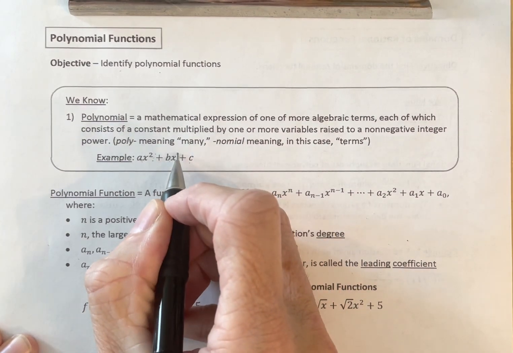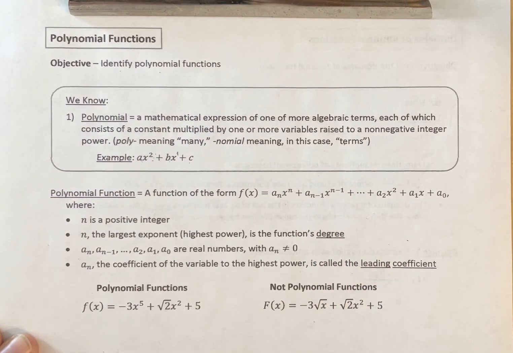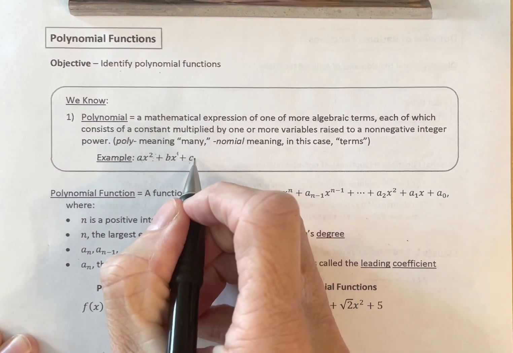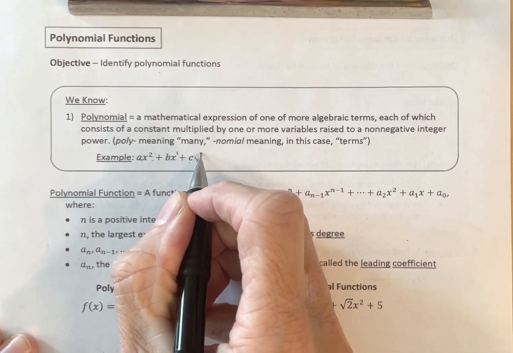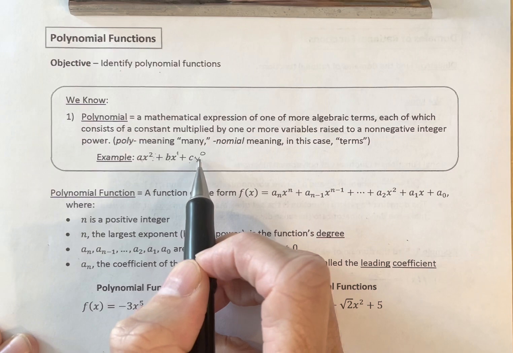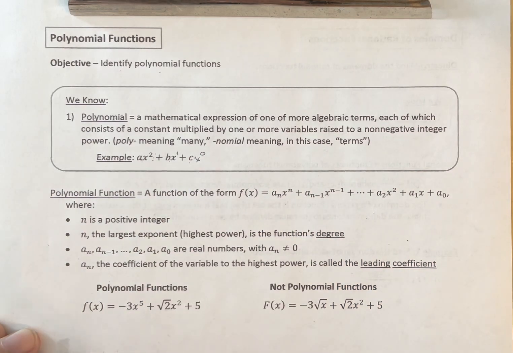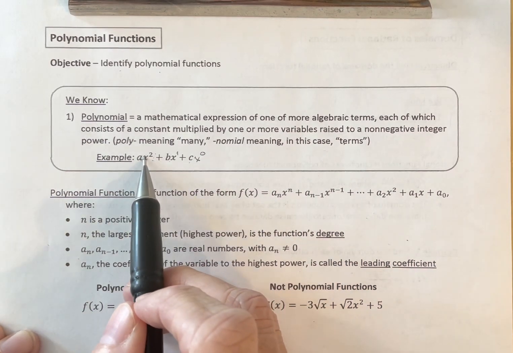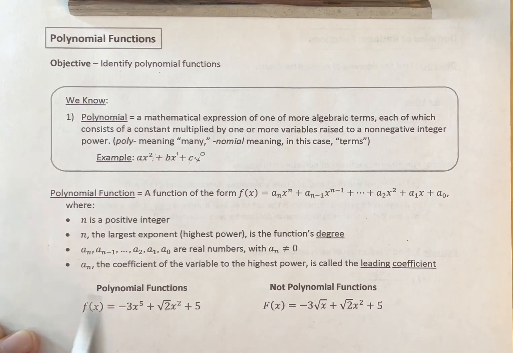If we wanted to, we could put a 1 here. X to the 1, of course, is x. And we could write x to the 0 here. X to the 0 is, of course, 1. So this is an example of a polynomial that's also called a quadratic.